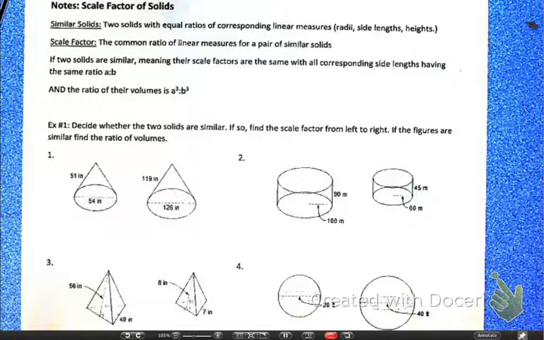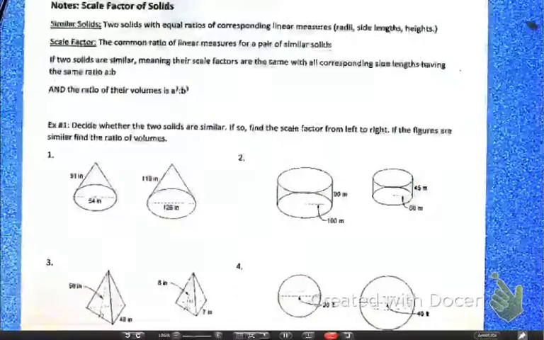Scale factor, we talked about a common ratio of linear measurements for a pair of similar solids. So just another fancy definition, but that's our ratio. And how do we set up that ratio for scale factor? Image over pre-image. And image is which one of your figures? The one that changed, the new one, right? The one with the primes. Your pre-image is your original one.